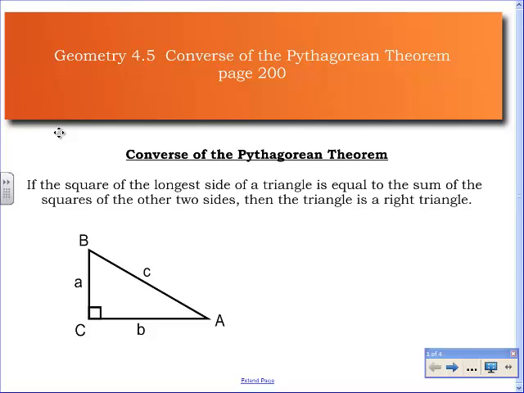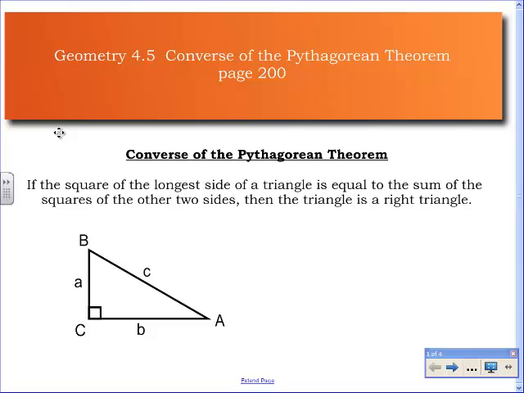Hello everyone and welcome to Geometry Section 4.5, the converse of the Pythagorean Theorem. In our last lesson, we learned the Pythagorean Theorem. Since we know that, and we know what a converse is, it shouldn't be too tough for us to hypothesize about this converse. The Pythagorean Theorem starts off with a right triangle, and then gives a relationship that must be true for all right triangles.